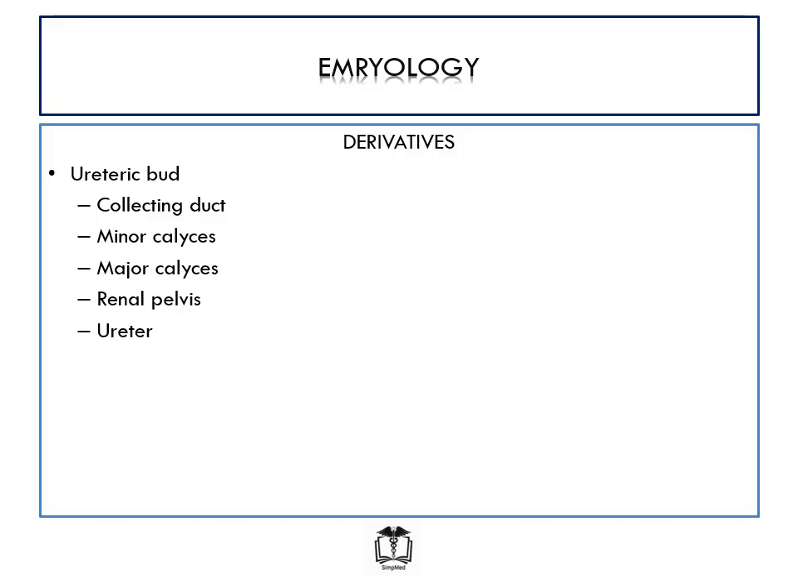Then focusing on the main derivatives, let's talk about the derivatives of the ureteric bud and the metanephrogenic blastema. For the ureteric bud, the part of the kidneys and the ureter that is gotten from the ureteric bud will include the collecting duct. Collecting duct would be derived from the ureteric bud. Then the minor calyces, major calyces, the renal pelvis, and the ureter. All of the structures are collecting structures that are gotten from the ureteric bud.